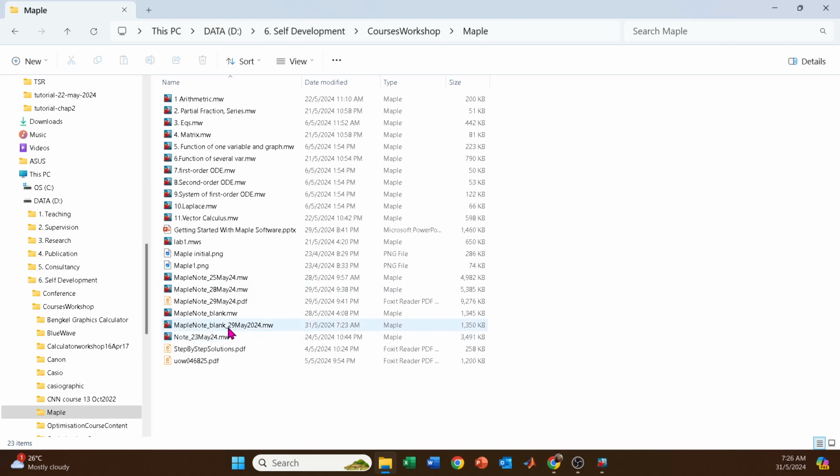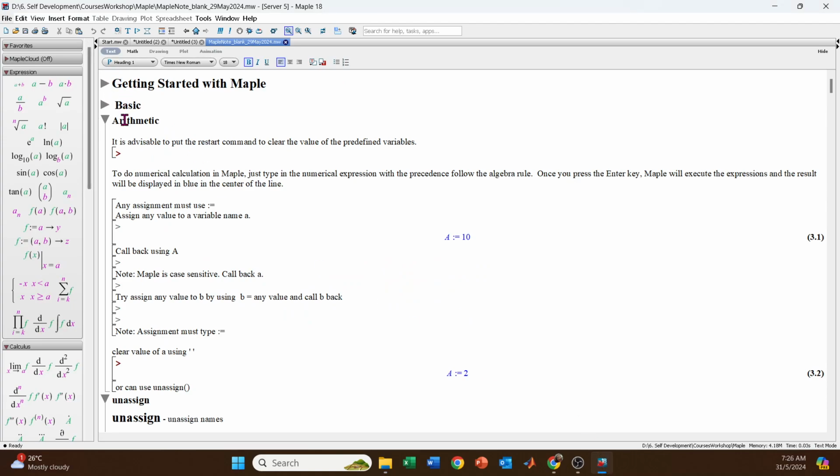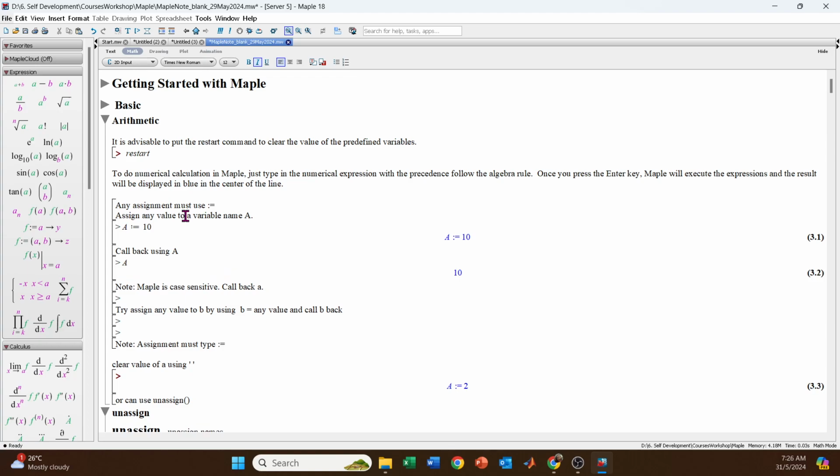This one, if I open, this is already in the document mode. And then it's always easy. You type in restart to clear out all the memory. Then assign any value to variable name a. Let's say a colon equal 10. Call back using a. Maple is case sensitive.